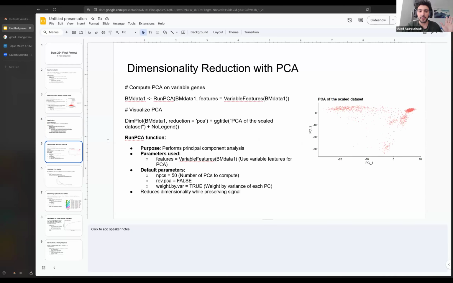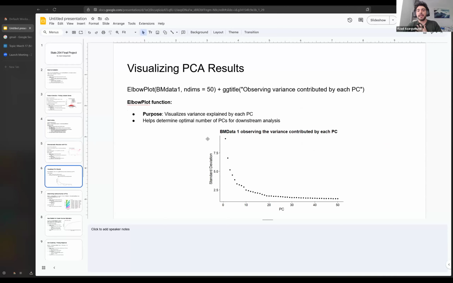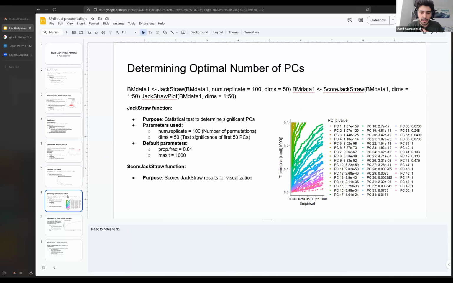I then ran PCA with 50 PCs, and on the right is the plot that was output. The second bone marrow data set looked the same. And then I ran an elbow plot to see what was the significant amount of PCs, but it was kind of hard to tell where I should stop or which one was the point of diminishing returns. So I used a jackstraw to compute the significance of each PC. And for the first one, I stopped at 28 because afterwards the likelihood of the PCs being valuable just diminished.